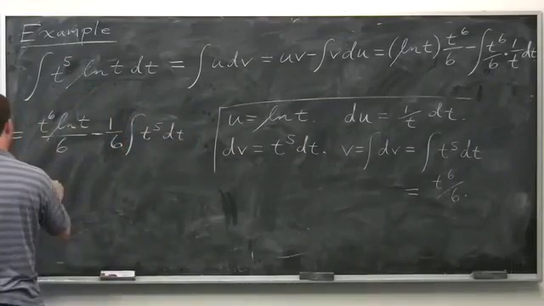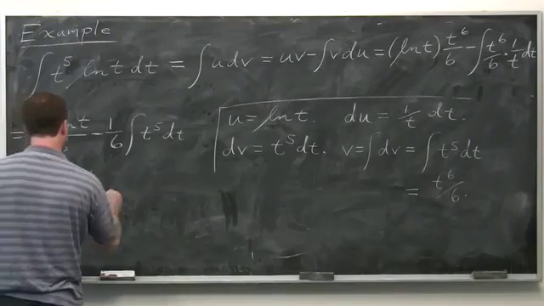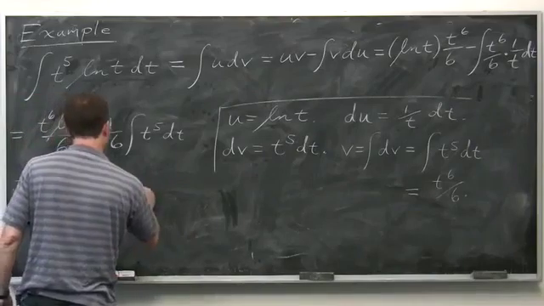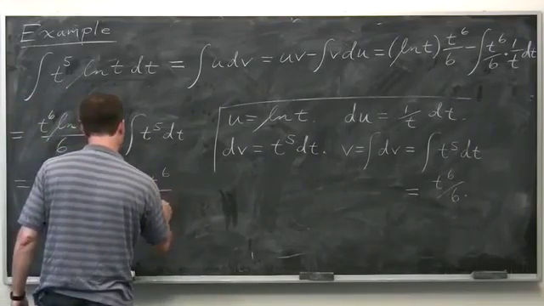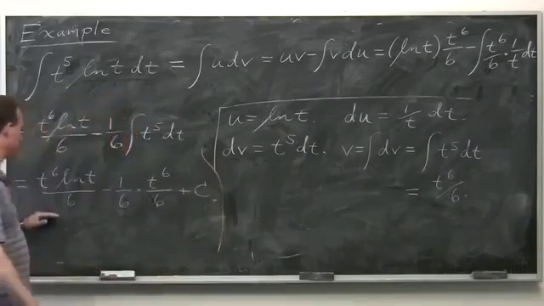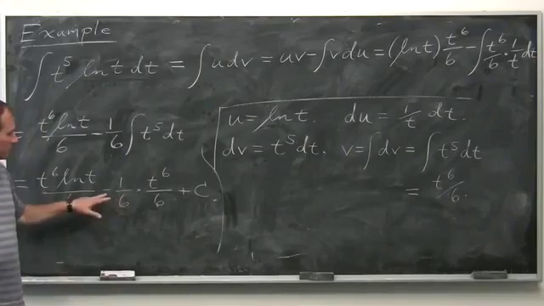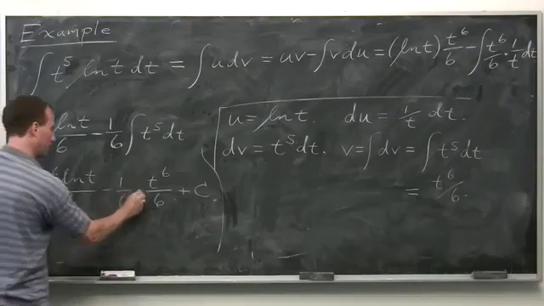And now you use the power rule again. So you get t to the 6th times the natural log of t over 6 minus 1/6 an antiderivative of this: you add 1 to the exponent, divide by the new exponent, and add a plus c. So this is our answer. You could neaten this up a little bit by writing this as minus t to the 6 over 36, but this is what you get.